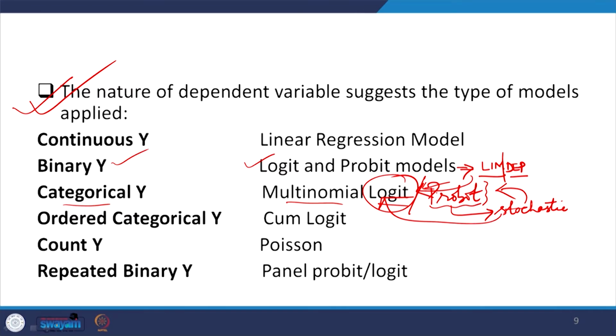Now, coming to the ordered categorical dependent variable, when it is ordered, not necessarily binary, not necessarily merely categorical, but in ordered form. Like the example I gave you of the standard of education, or even the standard of living: lower standard of living, then middle, then upper. Those are clearly categorical, but ordered.